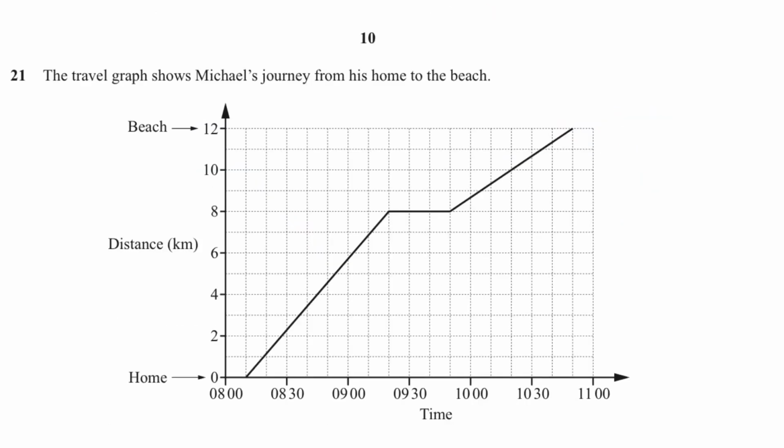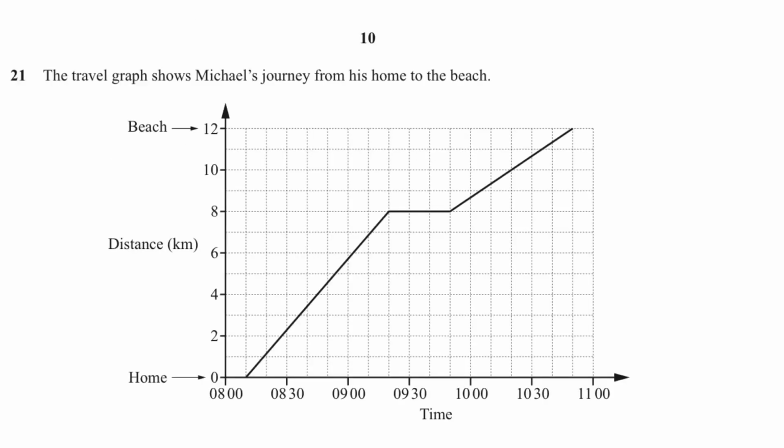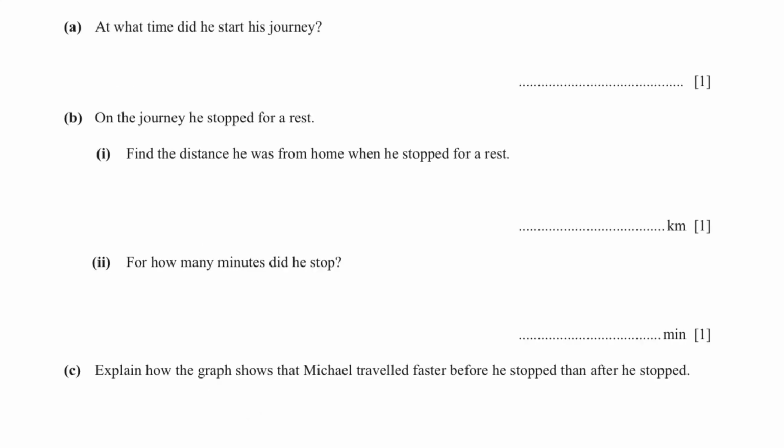Question number 21 is a travel graph. It shows Michael's journey from his home to the beach. Let's read the first part of the question. At what time did he start his journey? We can see he started his journey here. This is 8, this is 8:30. It means that every square is 10 minutes. 8:10, 8:20, 8:30. So he started his journey at 8:10.